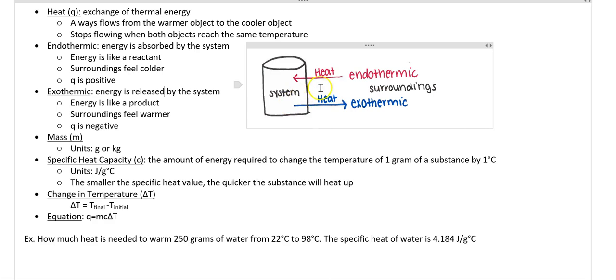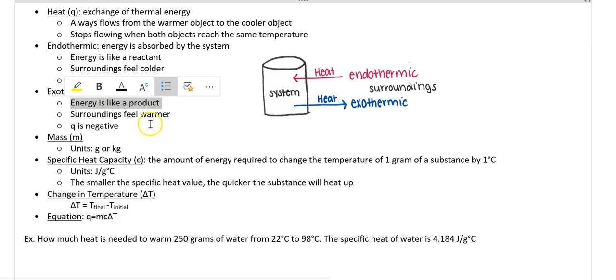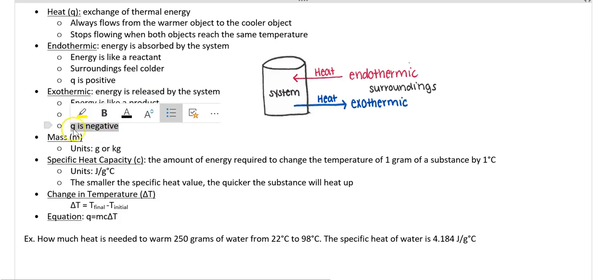This means heat energy is leaving the system. Well, if heat leaves the system and goes to the surroundings, the surroundings will feel warmer. Since energy is being released, we can think of energy like a product. And lastly, for our specific heat calculations, Q, which again represents heat, Q is negative if it's exothermic.